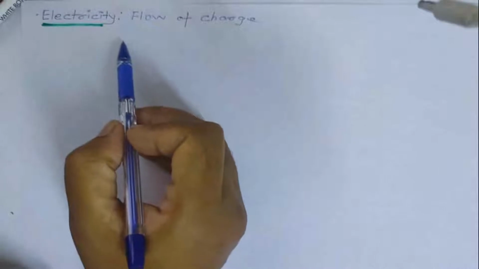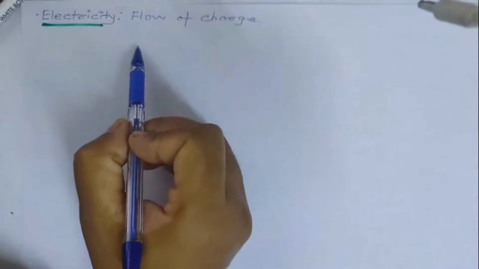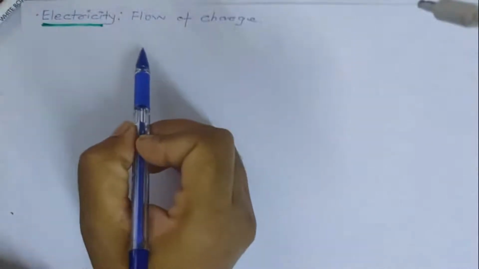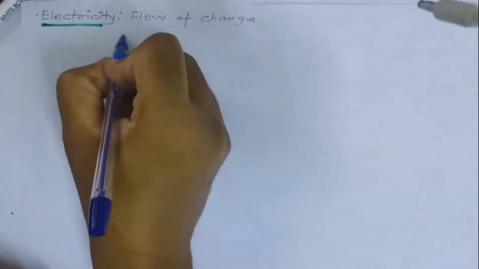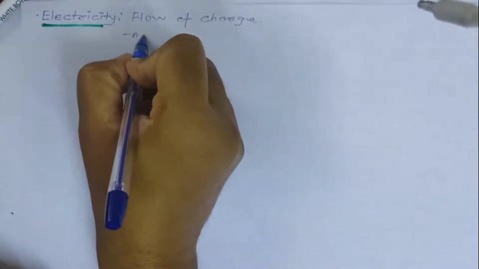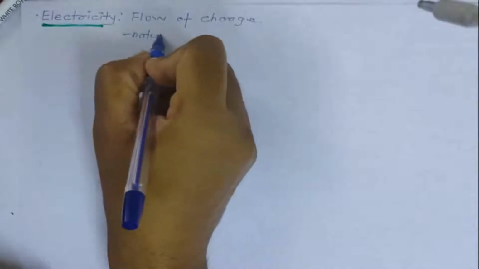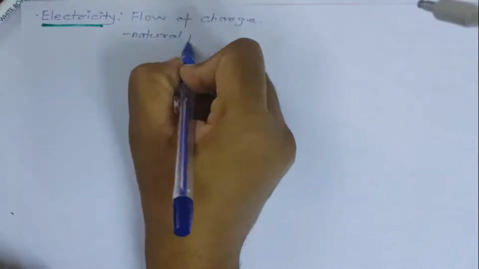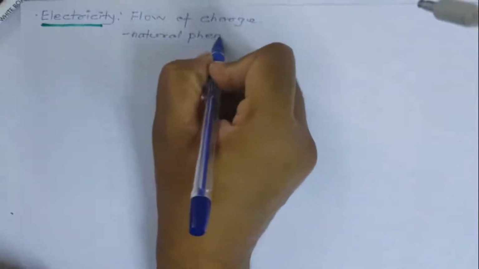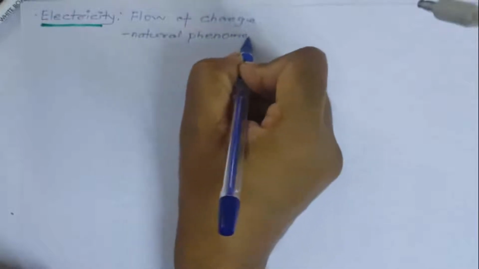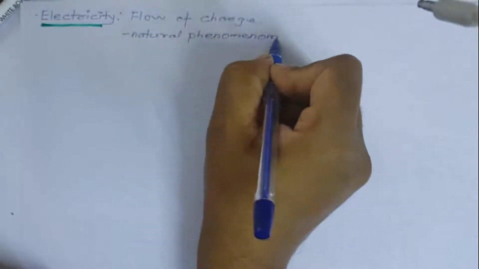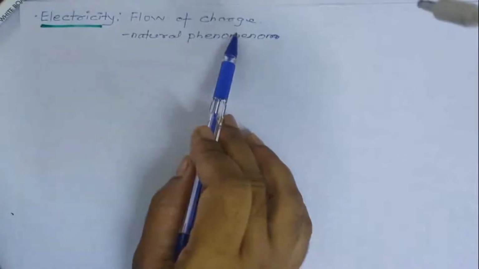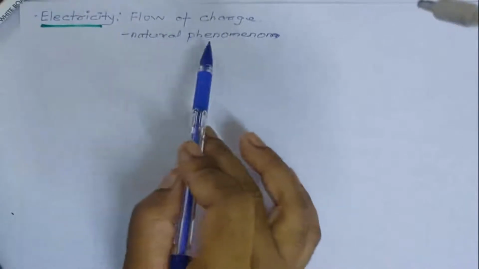Is it something which has been invented by human beings, by us, or is it a natural phenomenon? The answer is it's a natural phenomenon. So till now we have to keep two things in our mind: electricity is a flow of charge, and it's a natural phenomenon.